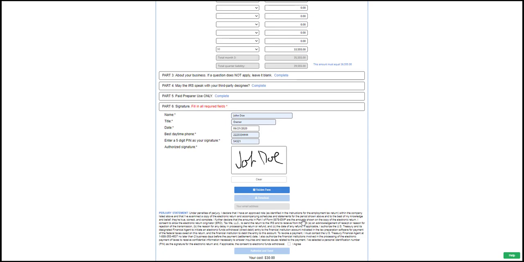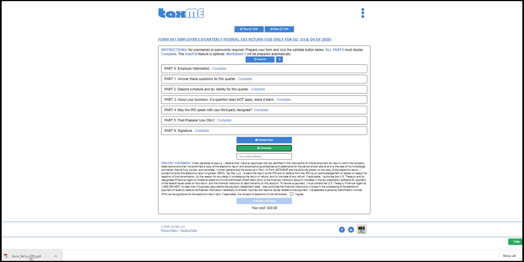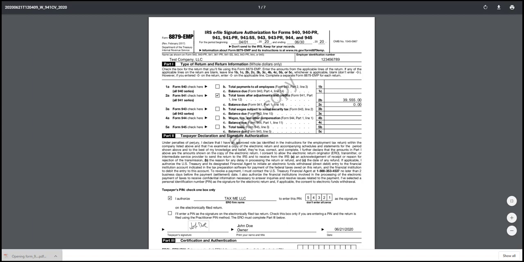Once all errors are corrected, revalidate. If all parts show completed in blue, you're ready to download. Click the now activated green download button and the software will populate your forms for you to review and save a copy. Let's review the example we just worked on.